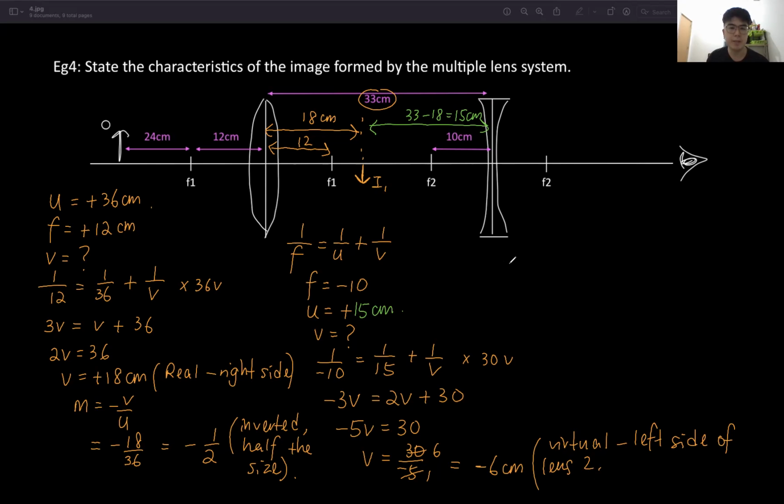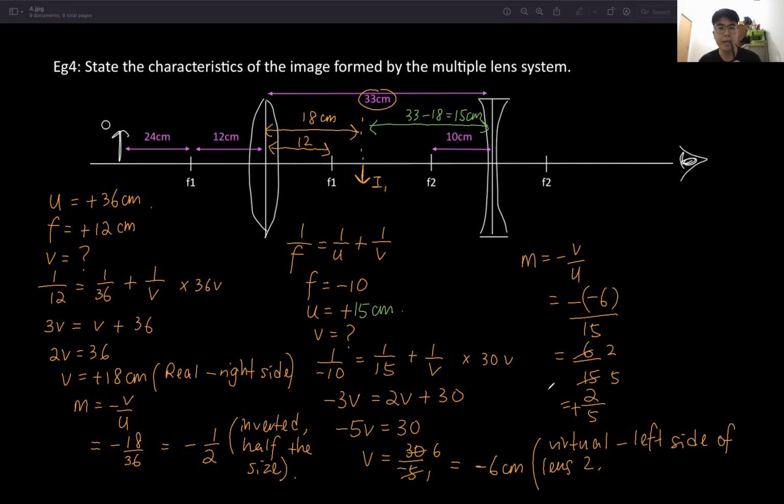Okay, before I draw it, let's calculate the magnification first. M equals minus v over u. Okay, minus 6 over 15, so 6 over 15, 2 over 5. So it's a positive magnification, 2/5. Now, be careful here. The magnification that you got is positive. Now, positive means it's upright, correct? And negative means it's inverted.